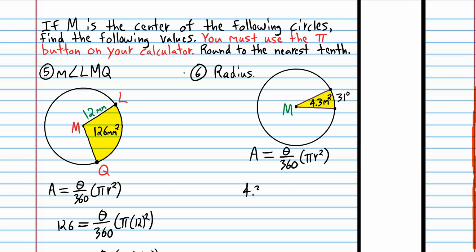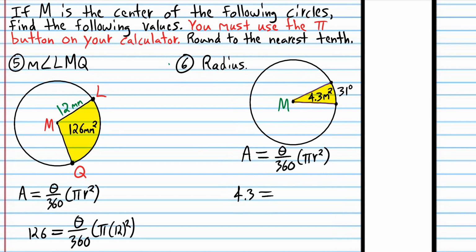So we know the area is 4.3, and we actually do know theta. We know the measure of this arc, but remember the measure of an arc is equal to the corresponding central angle. So that's equal to this angle here, you see. So we do know theta is 31 degrees. What we don't know is r. We're looking for the radius, you see. But we're going to use that information to find the radius.